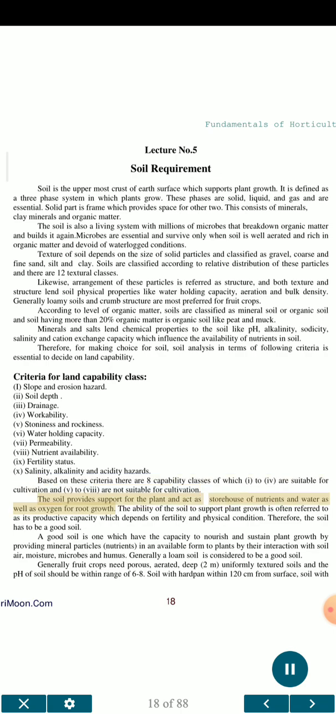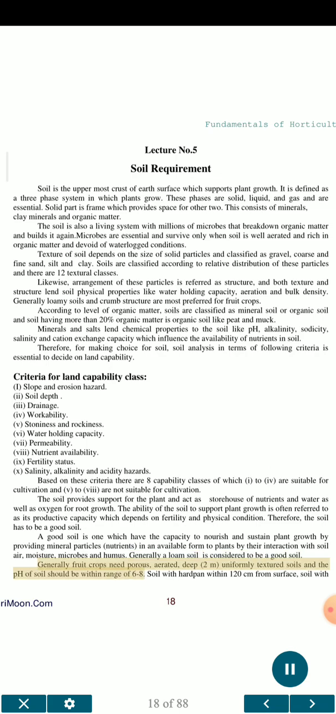The soil provides support for the plant and acts as a storehouse of nutrients and water as well as oxygen for root growth. The ability of the soil to support plant growth is often referred to as its productive capacity, which depends on fertility and physical condition. Therefore, the soil has to be a good soil. A good soil is one which has the capacity to nourish and sustain plant growth by providing mineral particles and nutrients in an available form to plants by their interaction with soil air, moisture, microbes and humus. Generally a loam soil is considered to be a good soil.